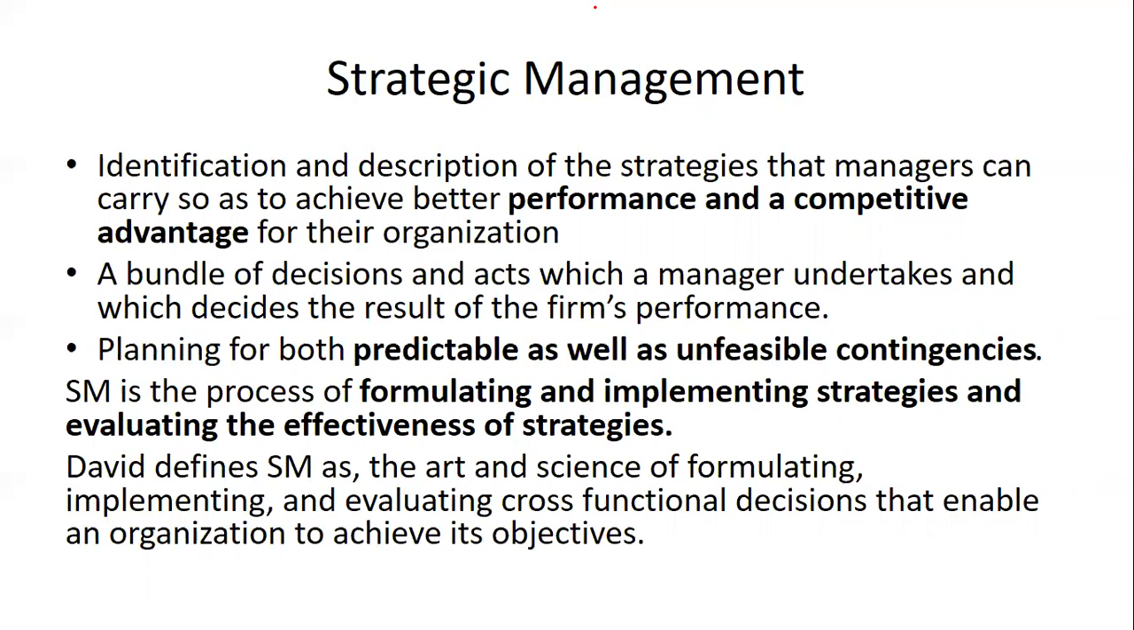It covers both predictable as well as unfeasible contingencies, that is, depending upon the situation. If you define properly what strategic management is, it is nothing but formulating, that is forming, as well as implementing, that is following the strategies or action plan, and at the same time evaluating the effectiveness. It is not restricted to forming and implementing; after that, the evaluation also plays an important role. David defines strategic management as an art and science of formulating, implementing, and evaluating the cross-functional decisions that help the organization to achieve its objectives.